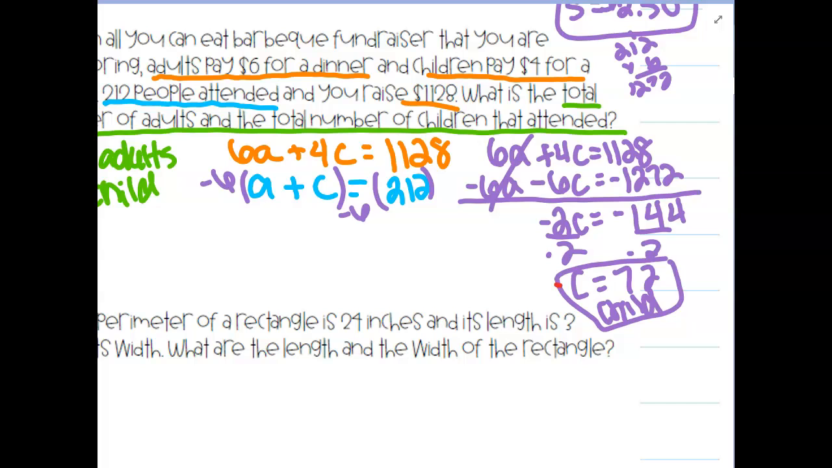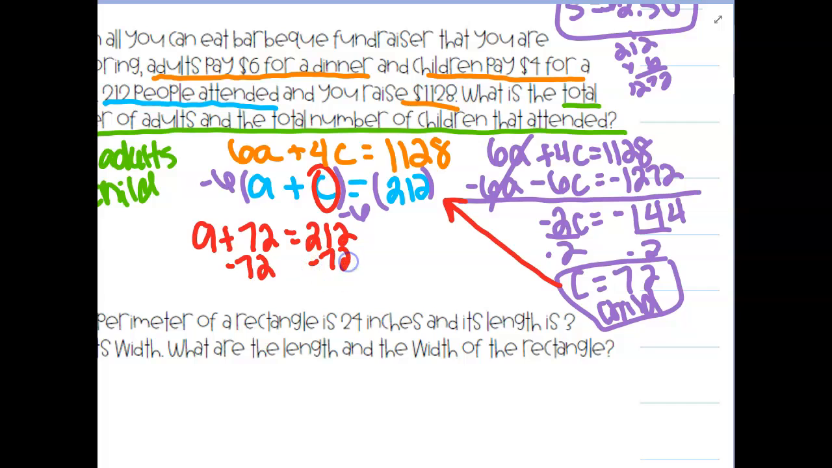I still need to find out how many adults were at the barbecue. So this second equation is probably going to be the easier one to do. So we'll do A plus 72 equals 212. Subtract 72 from both sides. You should have 140 adults.